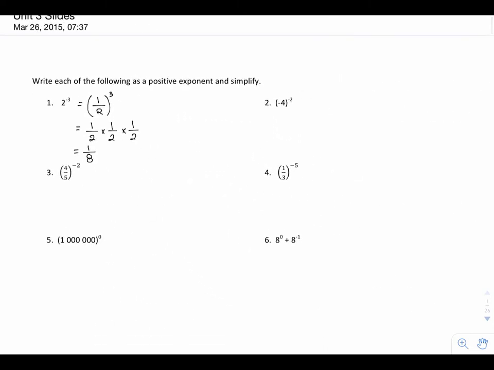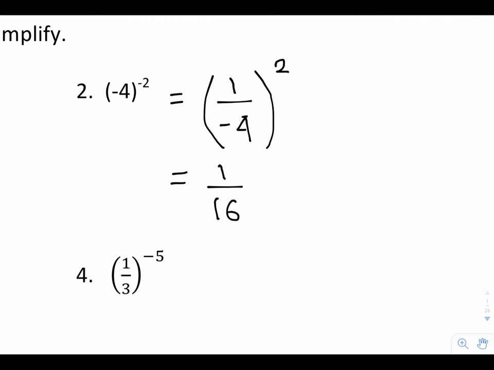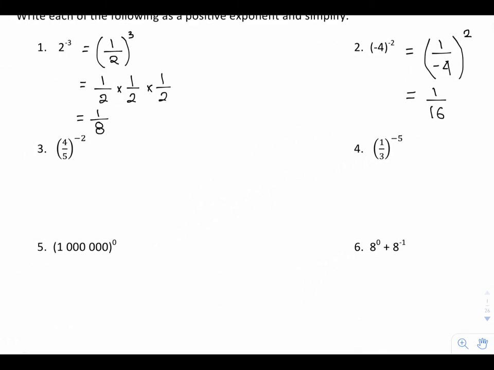For my second one, I have a negative base, but the same rule applies. I'm going to rewrite this in such a way that I have a positive exponent, which means I'm going to do 1 over negative 4 all to the exponent of 2. Now instead of writing out 1 over negative 4 twice and multiplying it, I'm just going to square the numerator and the denominator, because essentially that's what the end result is going to be. So if I do 1 squared, I get 1. Negative 4 squared, I get 16. On to the next one.